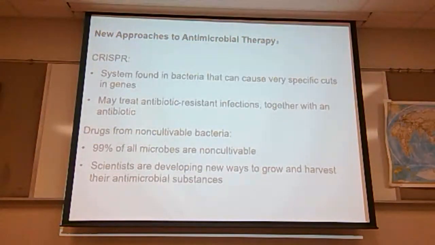CRISPR is a system found in bacteria that can cause very specific cuts in genes. We've mentioned CRISPR a couple of times already. This could very possibly be used to treat antibiotic-resistant infections together with an antibiotic.